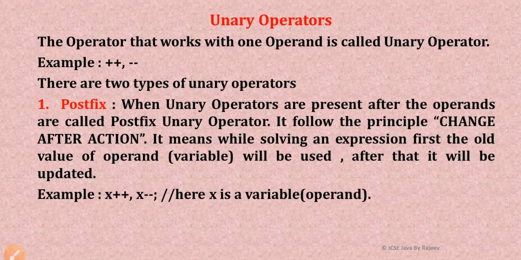So let's start with unary operator. As the name suggests, unary means one. So let's see the definition of unary operators. The operator that works with one operand is called a unary operator. Example: plus plus, minus minus. These are the two examples of unary operator.